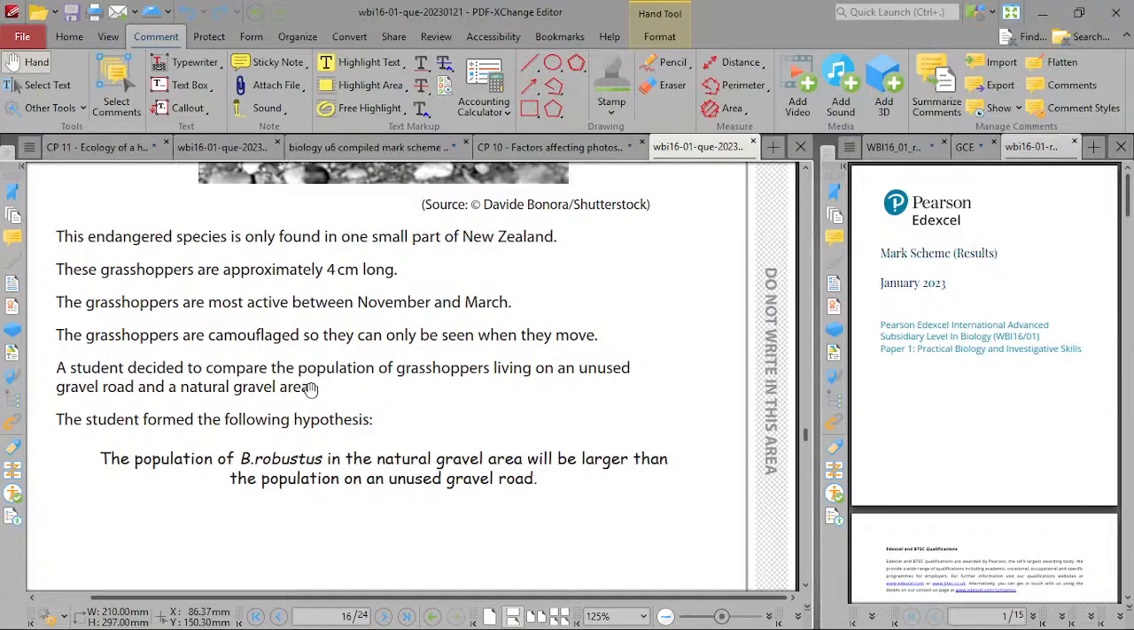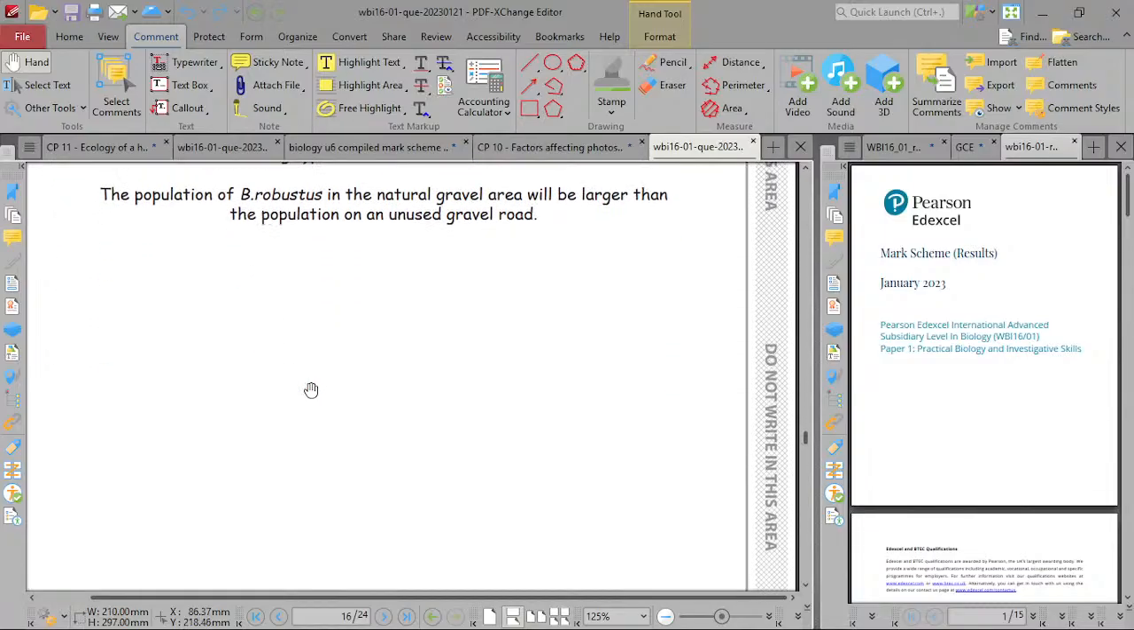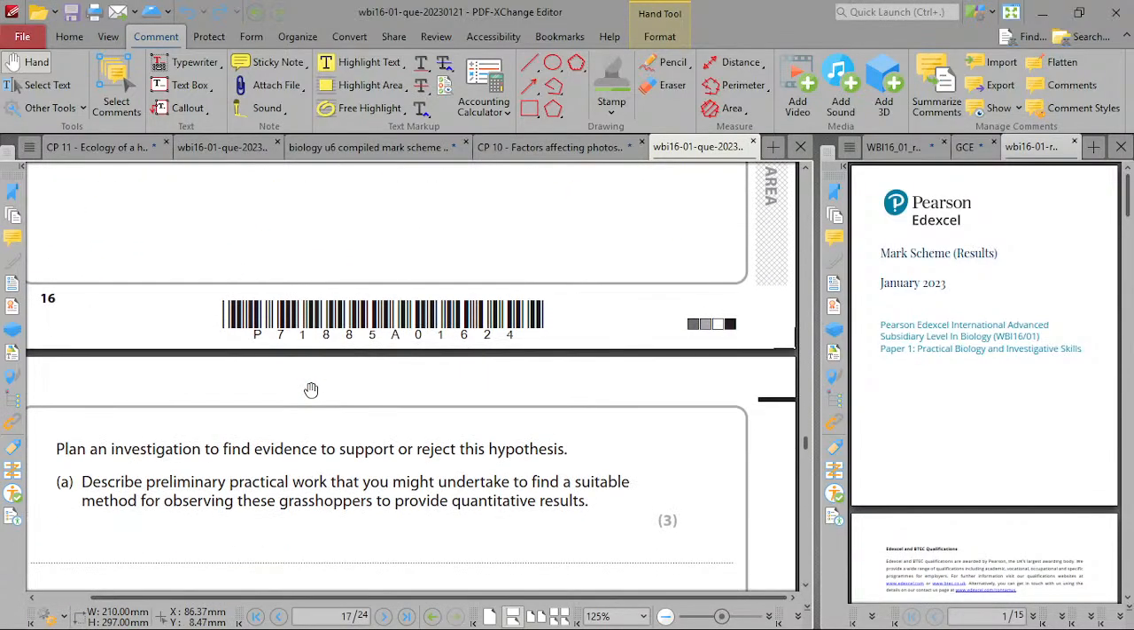Unused gravel road and natural gravel. So the population on the natural gravel will be larger than the population on the unused gravel. Big statements, huh? Plan an investigation.